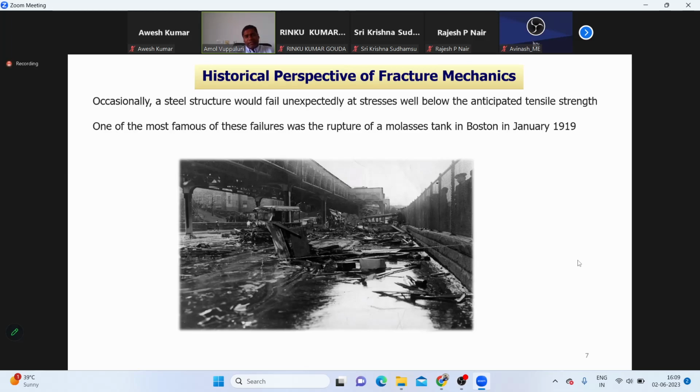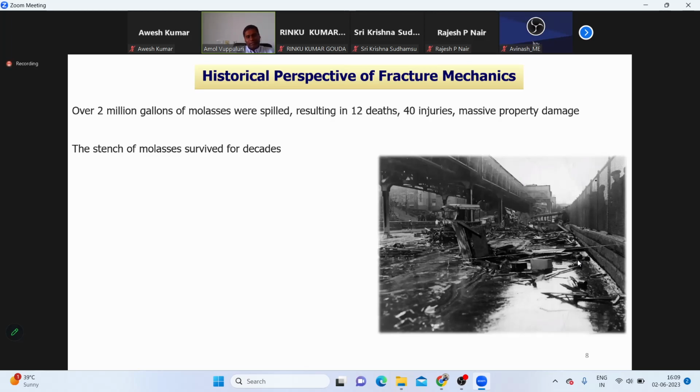One of the very famous incidents that took place in Boston was the bursting of a molasses tank. This is one of the very famous incidents which led researchers to go into the details of investigating what fracture is and what crack propagation is. This accident was so severe that the stench of the molasses existed for several months, and it caused 12 deaths and 40 injuries. There was a tank carrying molasses, and suddenly this tank burst, and it led to the death of several people.